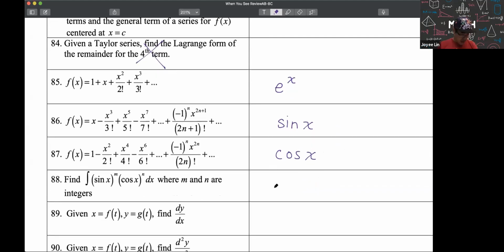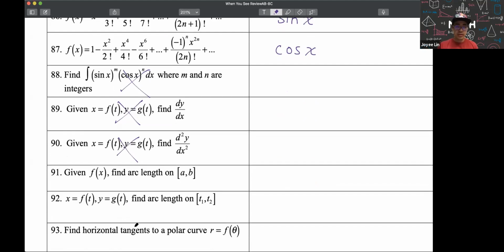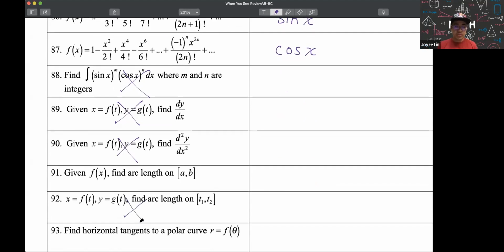Okay. I think there's one more that we need to go over for the BC people. This one, 91. Arc length. They use S or L. L is equal to the integral from a to b of the square root of 1 plus the derivative squared, right? Not the function, the derivative squared, dx.